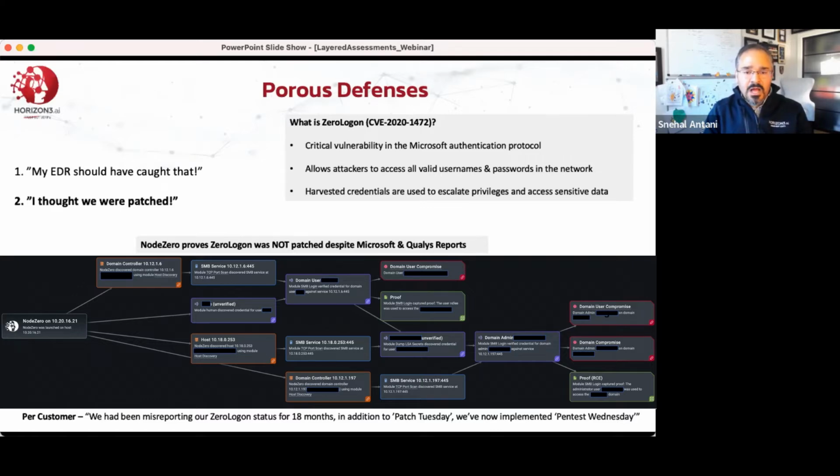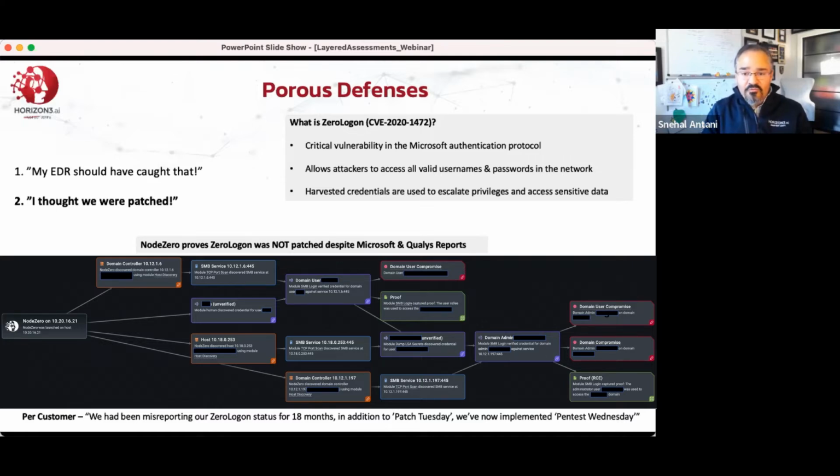And we were able to prove that Zerologon was indeed not patched, despite the Microsoft and Qualys reports saying that it was. And as we helped the team understand what was going on, it turned out that during the application of the actual patch, the Zerologon patch, Cylance at the very last step blocked the binary update. And so while the registry keys were updated to indicate that the patch had been applied, and that's what Microsoft and Qualys depend on for their reporting, the actual binary wasn't successfully applied because of this silent block. And so as a result, this medical facility had been misreporting the patching status of Zerologon for 18 months.